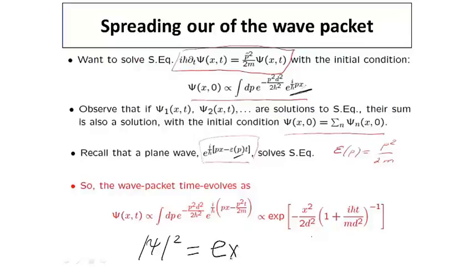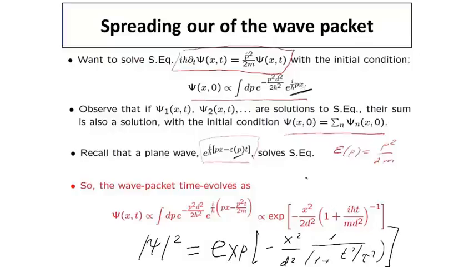density as an exponential, basically from here, minus x squared over d squared. But there is also another term, which is 1 over 1 plus t squared over tau squared. And tau here is exactly the time scale we discussed in the beginning, which is the mass times the localization length, in some sense, d squared divided by h bar.